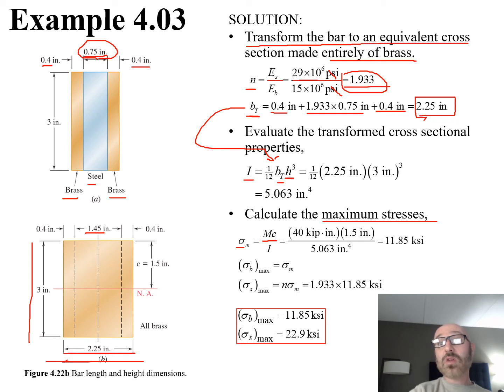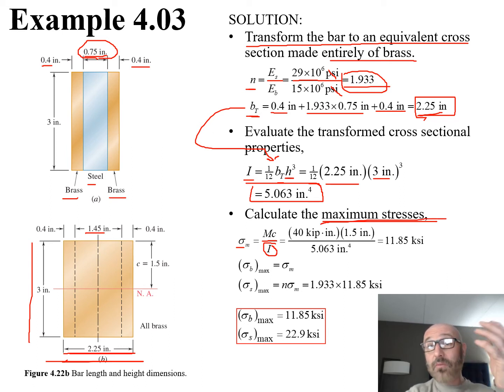This is equal to 1/12 now. Our b sub t we just found was 2.25. We can plug that in. Our h value is 3. That's cubed right there. So what we have now is an I value of 5.063 inches to the fourth. Double check. Do your unit analysis. Does this make sense? Yes, it should be to the fourth power right there. So now we have a value for I that we can plug in down here in order to calculate that maximum stress, which is what they'd asked us to solve for in that problem right there.